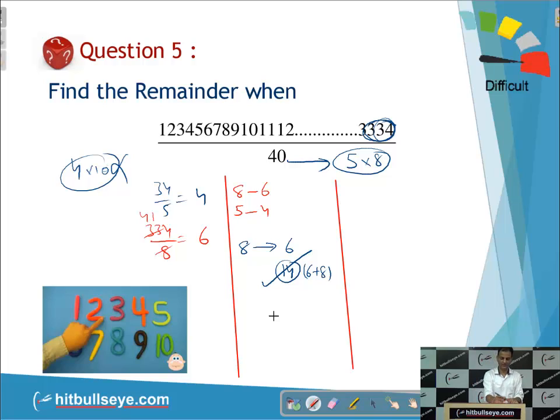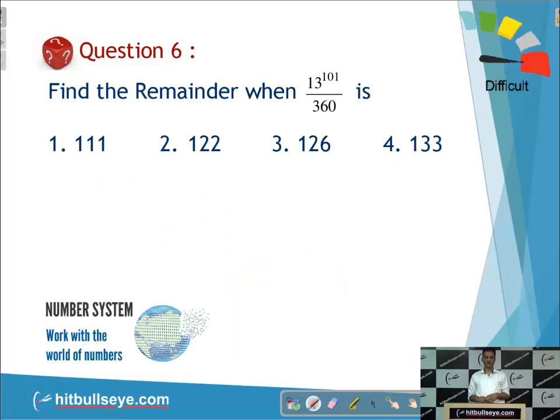So what is the answer? Answer is 14 is the remainder when you will divide this big number 1, 2, 3, 4, 5, 6, 7, 8 till 33, 34 by 40. Again we have done the application, students. Now move to next question. Again now in this question choices are given, students. But here again you should know the one question of cyclicity of remainders.